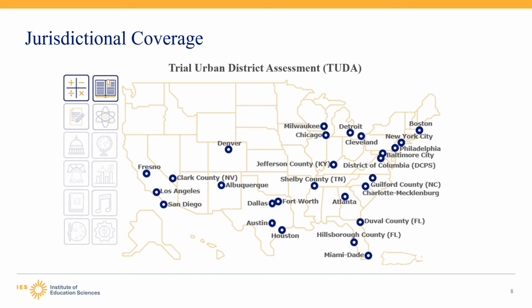Here is a map showing the 27 trial urban district assessment or TUDA districts. Again, these are large urban districts that have volunteered to administer NAEP to an oversample in their district so that they can obtain their own results.